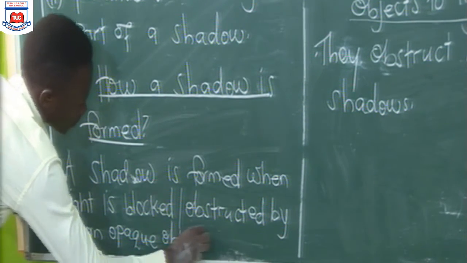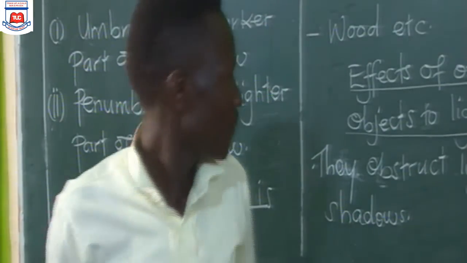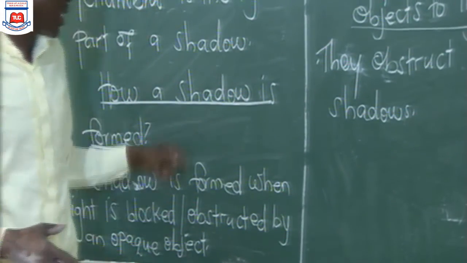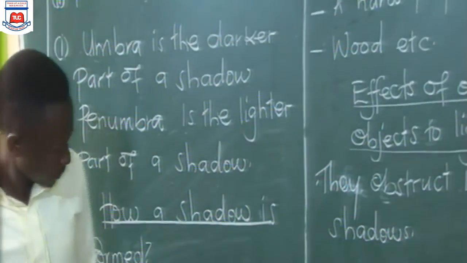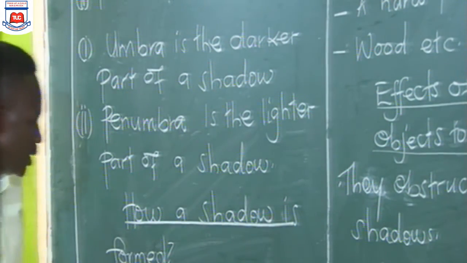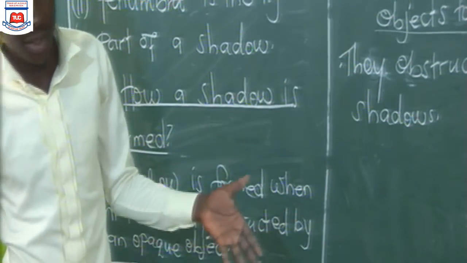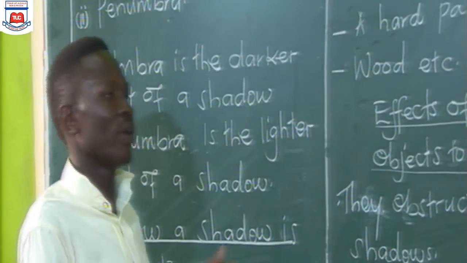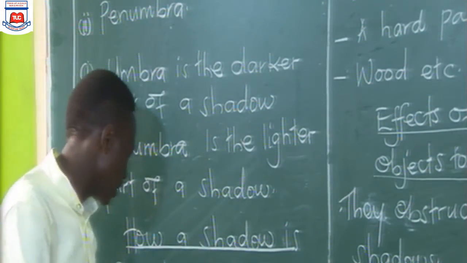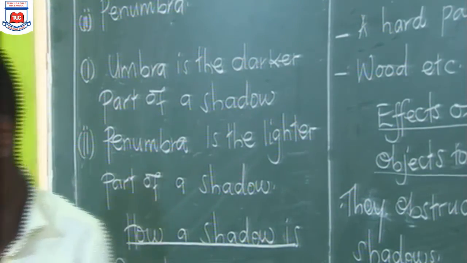I told you that objects which do not allow light to pass through them are called opaque objects. Objects that allow light to pass through them, we call them transparent objects, and I gave examples. And objects that allow little light to pass through them, we call them translucent objects. So how is a shadow formed? A shadow can only be formed when light from the sun is being blocked or obstructed by an opaque object. That object doesn't allow light to penetrate and reach the other side. So we say a shadow is formed when light is blocked or obstructed by an opaque object. That's how a shadow is formed.